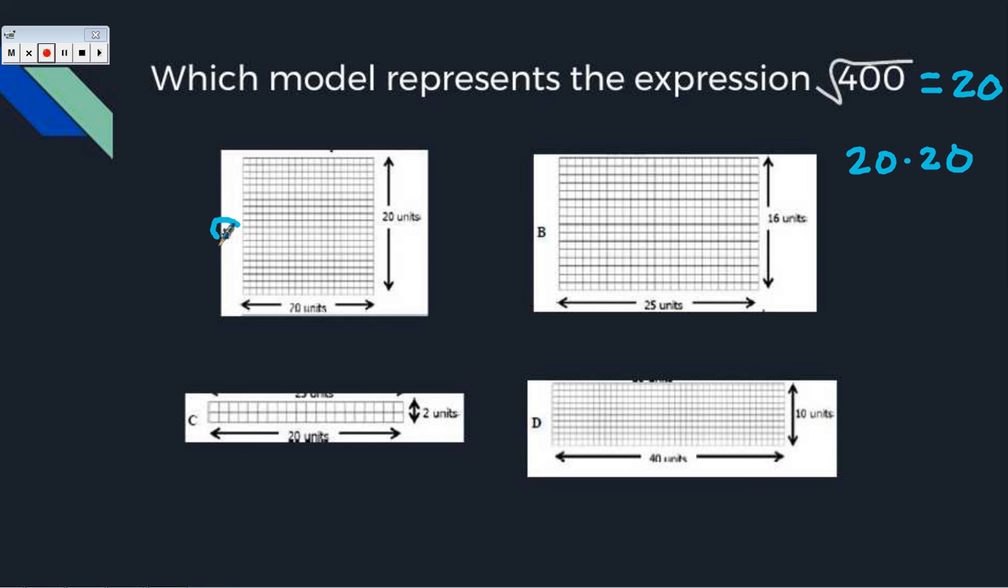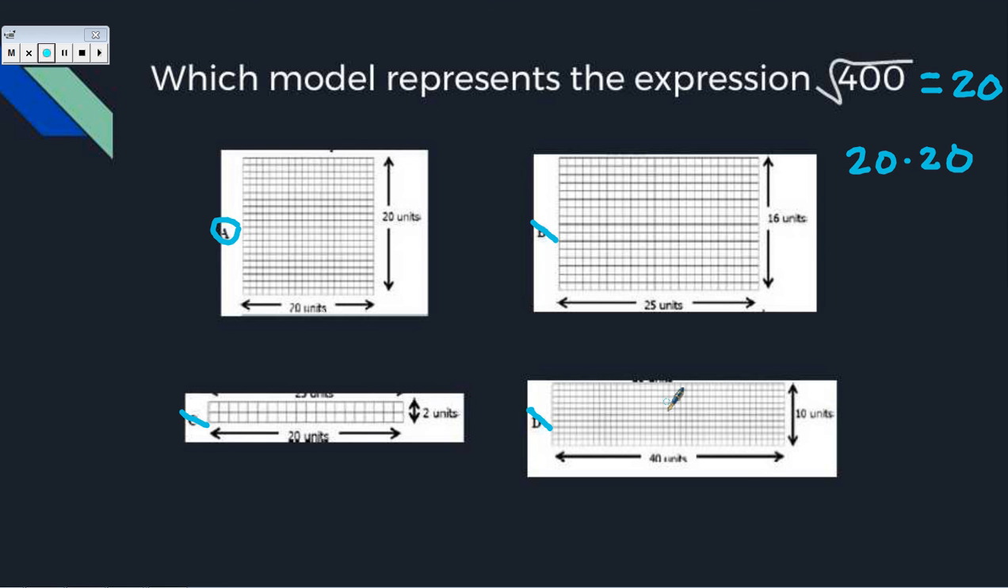The correct answer here would be A. Both of these sides are 20 units long, which means that in this model right here, there are 400 little squares. Seems like a lot, but they're there. Now, B was incorrect because we had 25 by 16. C was only 20 by 2. And D was 40 by 10.